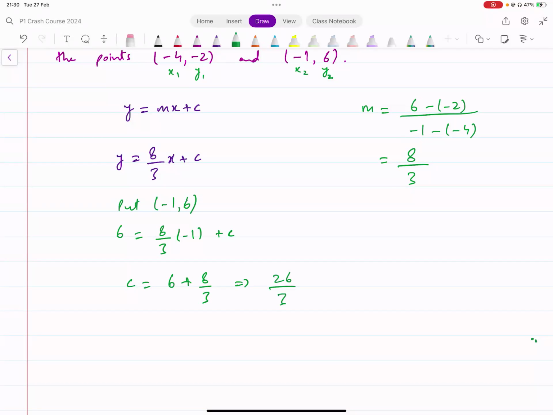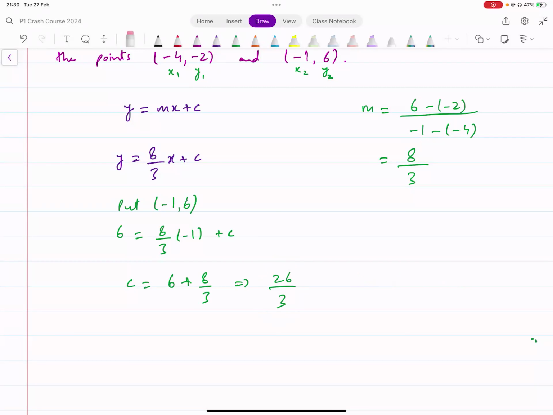26 over 3. Do not write these numbers in decimals. Leave them in fraction form. When we're writing equations, we need numbers in exact form. Do not use decimal here, because if you write decimal, that's not going to be exact because it's a recurring decimal. It's going to be 8.6666666 and so on. You can't write that in exact form. You will write it as a fraction, not as a decimal.